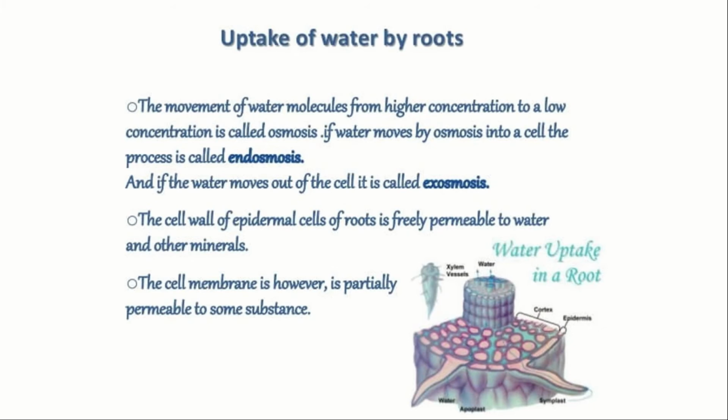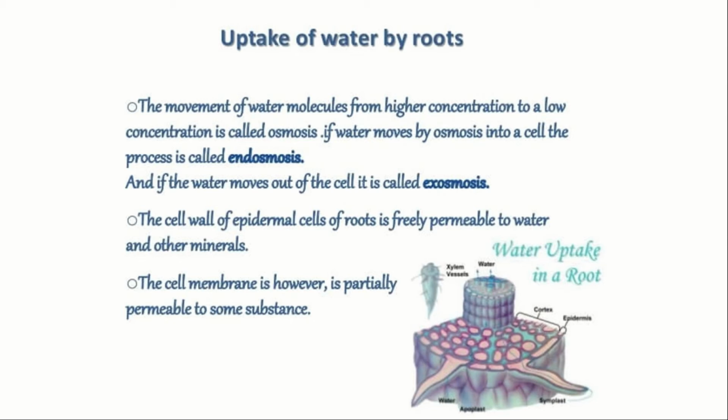Uptake of water by roots. The movement of water molecules from a higher concentration to a lower concentration is called osmosis. If water moves by osmosis into a cell, this process is called endosmosis. And if the water moves out of the cell, it is called exosmosis. Endo means going inside the cell and exo means going out of the cell. So these are the two types of osmosis.